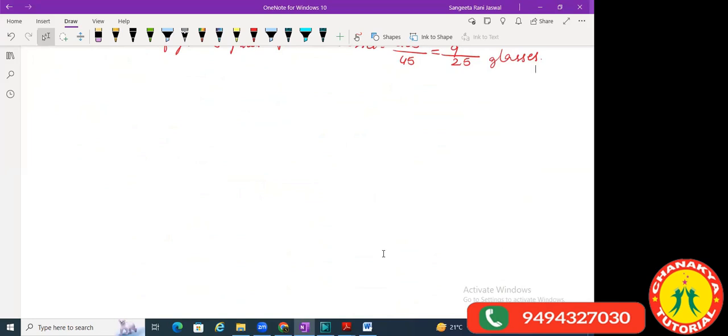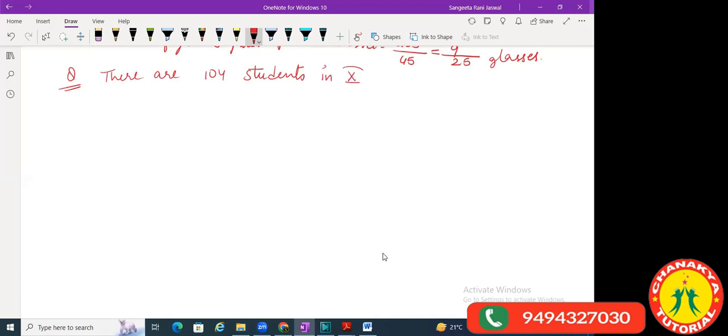Okay, let's do this one. Please write down the question. There are 104 students in class 10th. Do you want me to write, or I'll speak and you write the question?